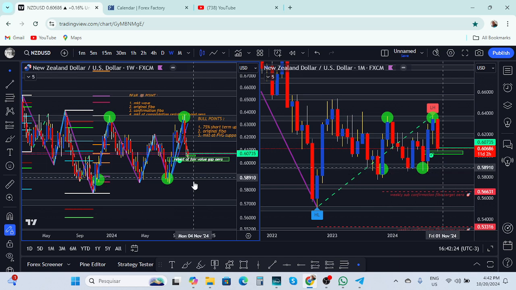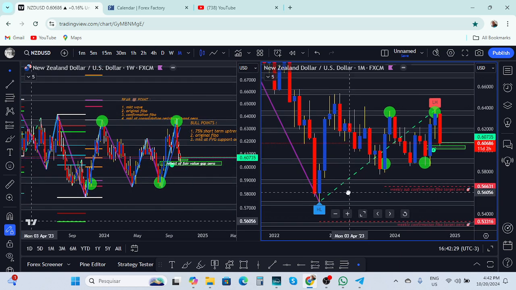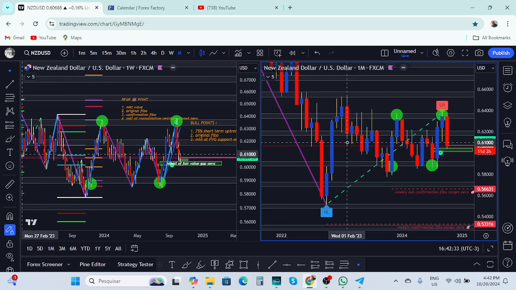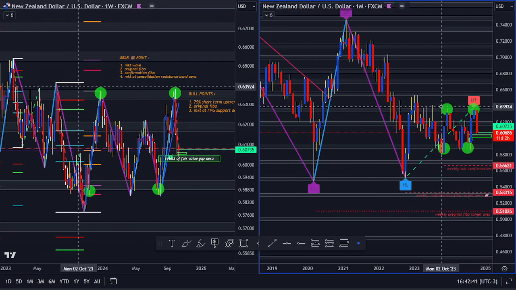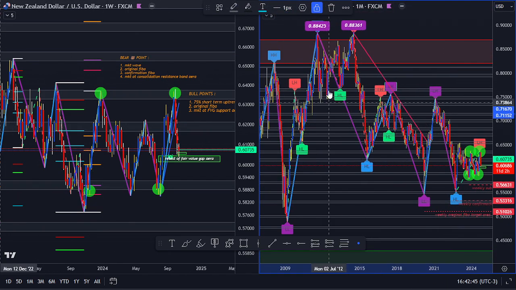All right. So right here, I have the weekly chart, and right here I have the monthly chart. So what we're just going to do is make the screen large, and then we're going to look at the monthly time frame. Okay, and here are my indicators for highs and lows.